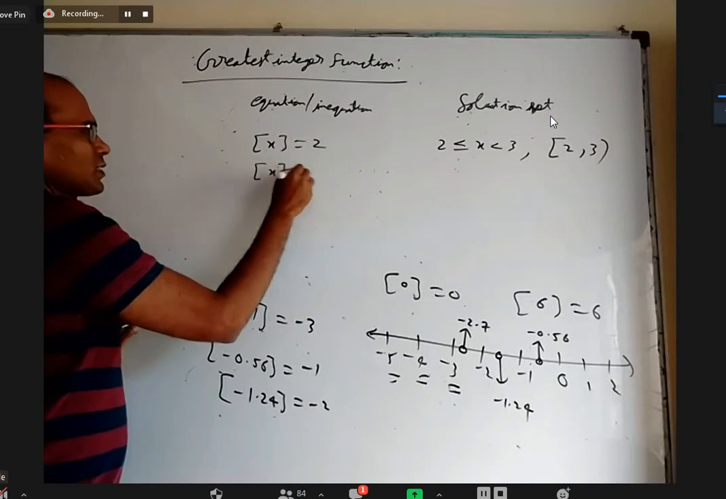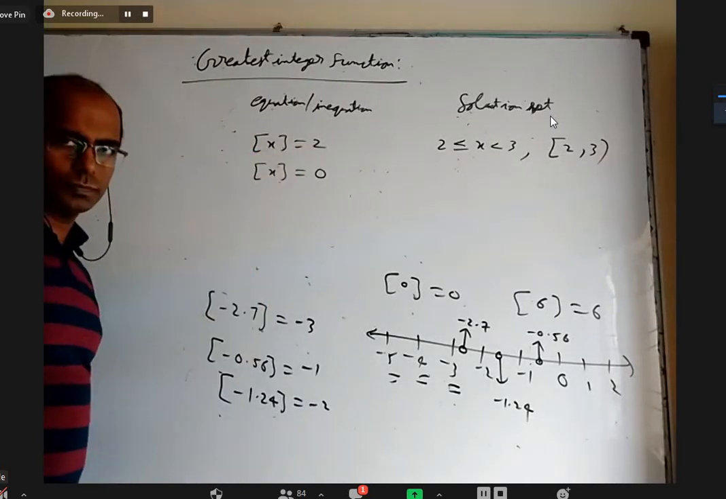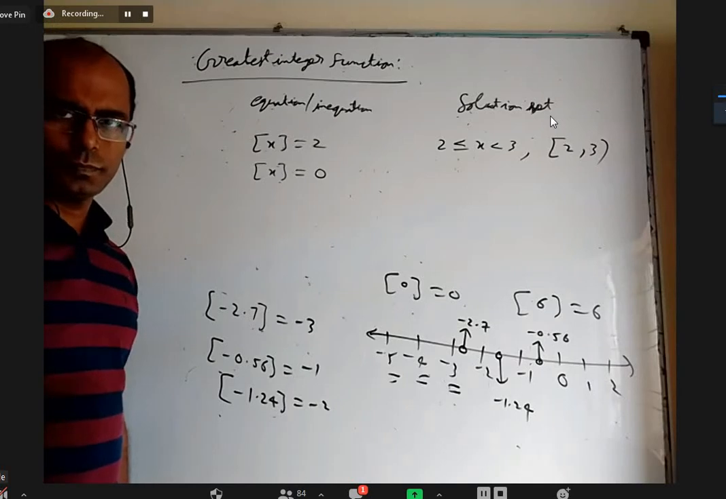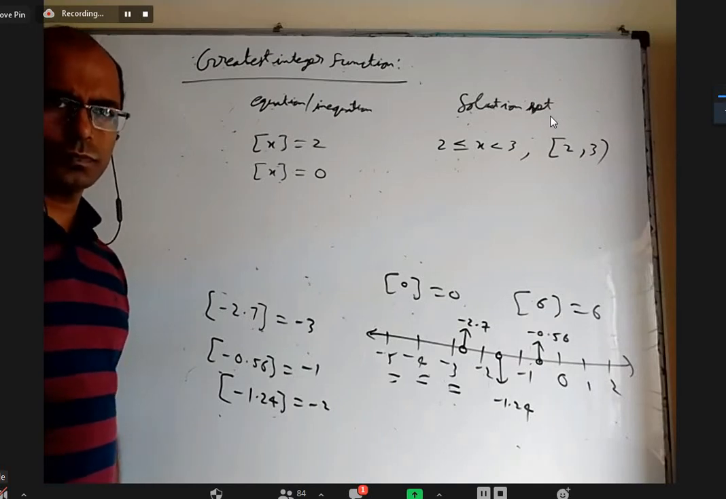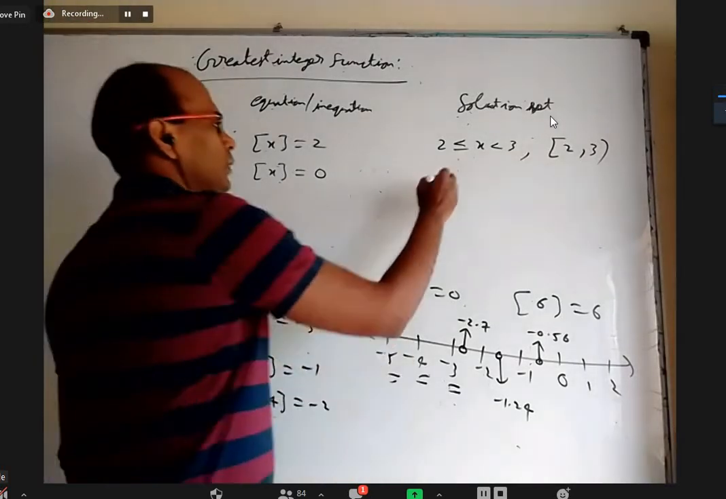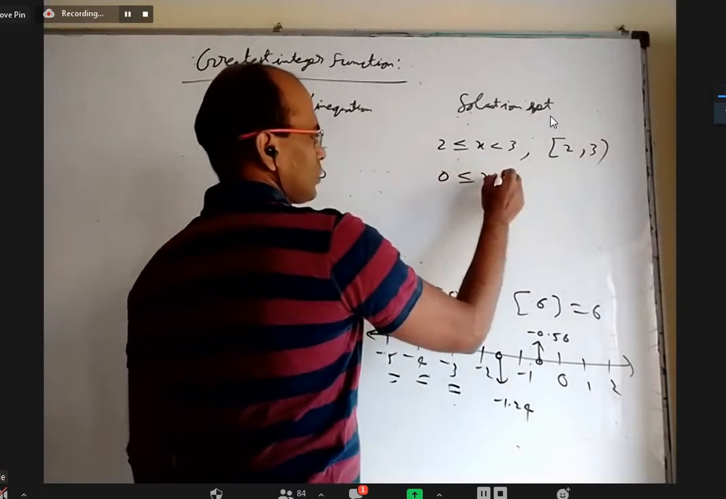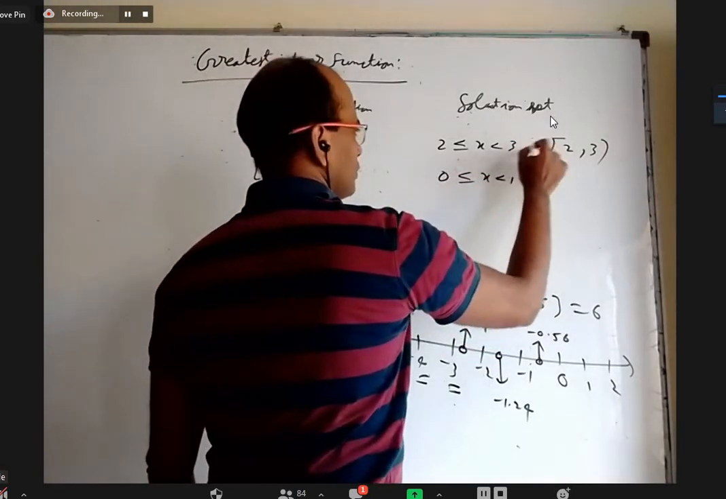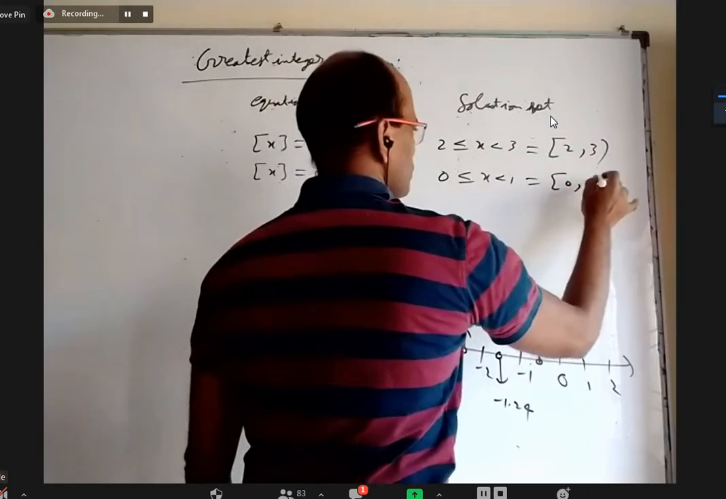Integer part of x is equal to 0. Then closed 0 to open 1. That is 0 less than or equal to x less than 1.